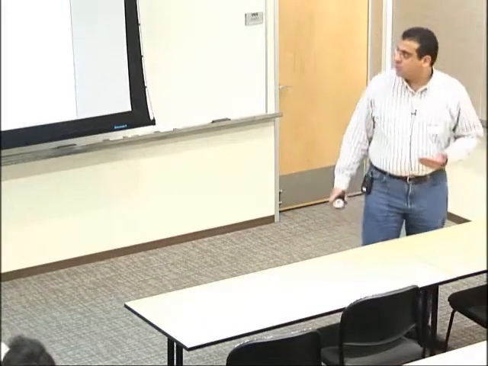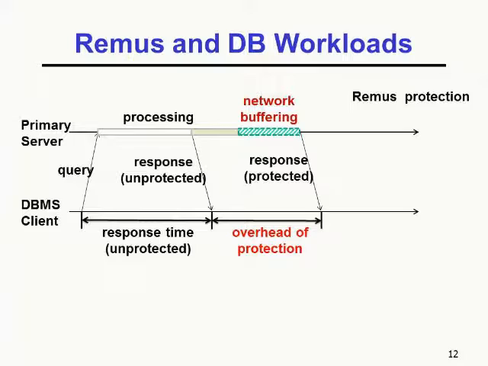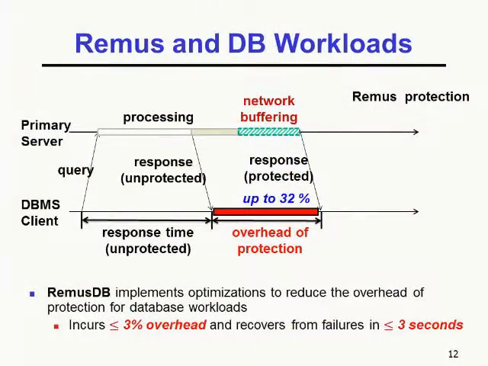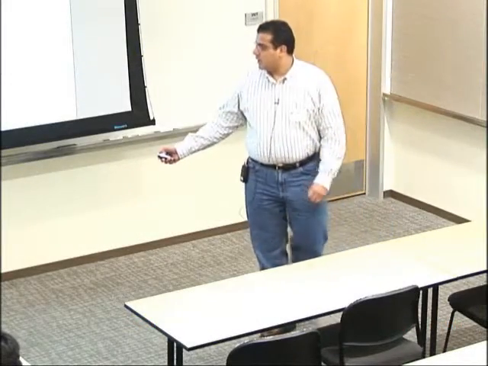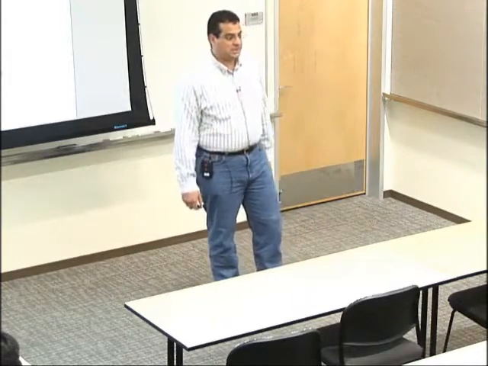But then if you look at what Remus does to database workloads: without Remus protection, you have a database client and a database server, and the client sends a query to the server, the server processes the query and returns a response, and you have some response time. Now, if you enable Remus protection, taking checkpoints adds a certain overhead, and network buffering adds even more overhead. So you end up with a protected server, but you get a much bigger response time. We measured the overhead of protection to be up to 32% in some cases. So our goal in this work is to implement database-inspired optimizations to reduce this overhead. And in the end, we're able to achieve less than 3% overhead and recovery within 3 seconds.